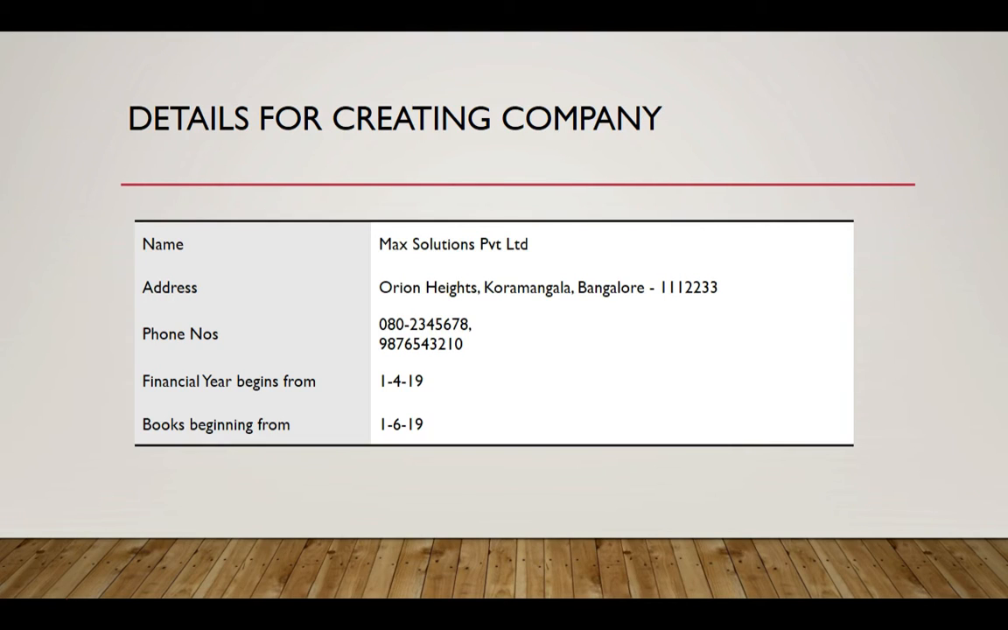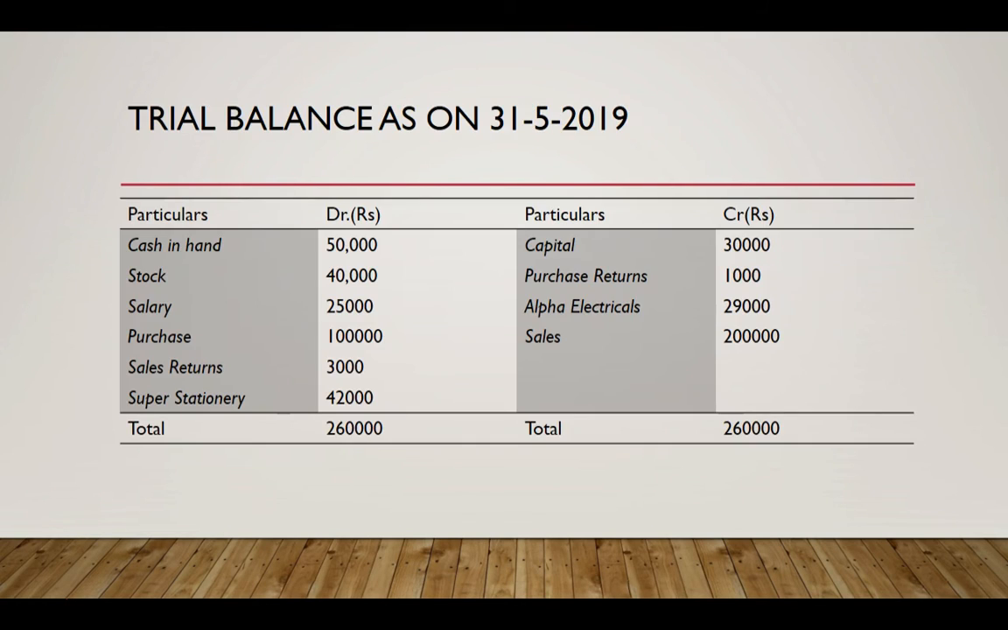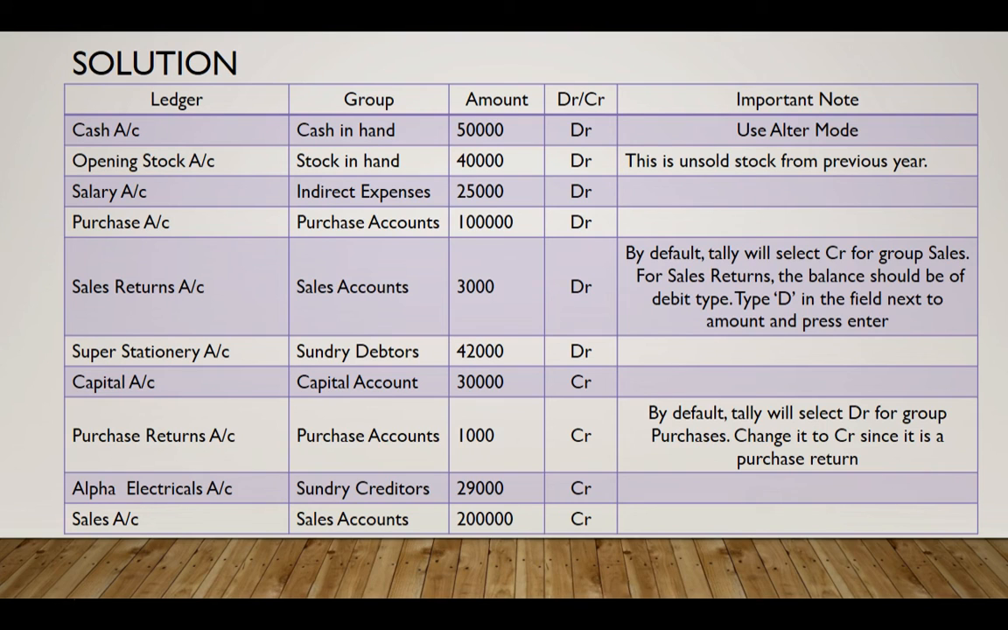Now in Tally you need to create a company with the following information and pay special attention to the field Books Beginning From. In this field you need to mention the date as 1st of June 2019, since we are moving to Tally in the mid-year, in the month of June. And you need to create the following ledgers. So this is the trial balance, and you need to take all these ledgers into consideration, and your solution should look something like this.